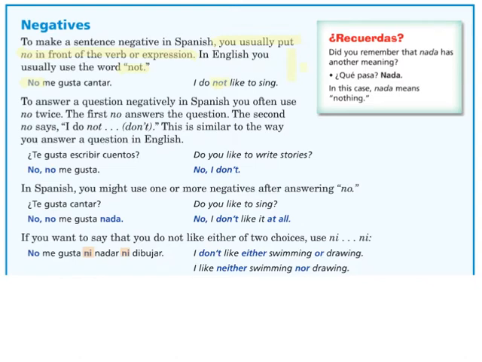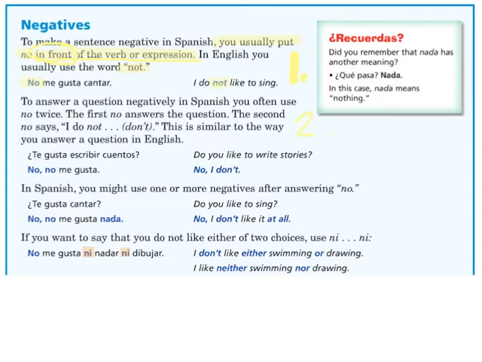This is point number 1. What you're going to do is put a no in front of the verb or expression. And I want you to underline in front of the verb or expression. That in front is really important. I think that can be easy to forget, but that's going to be important for us here.